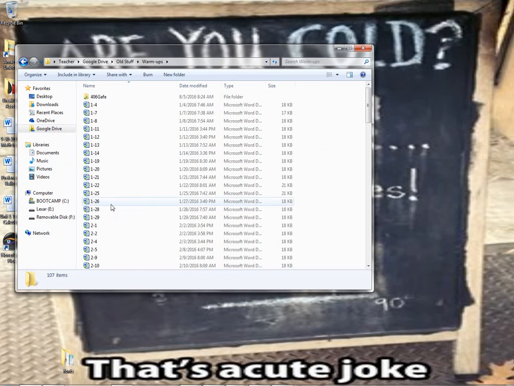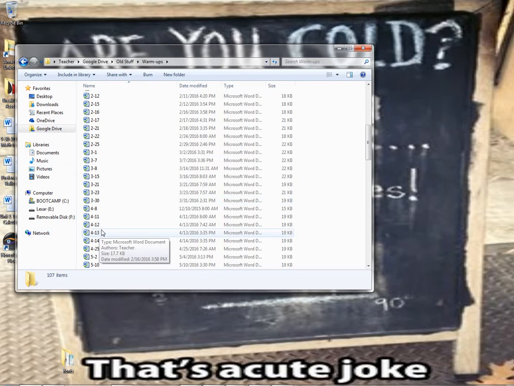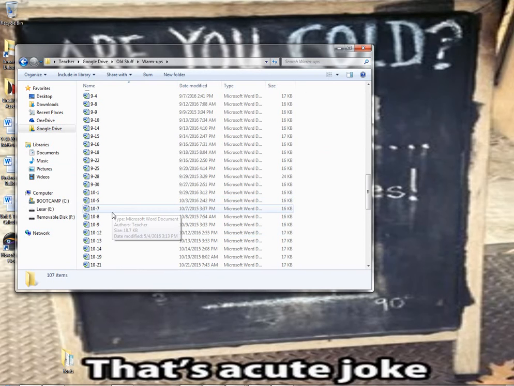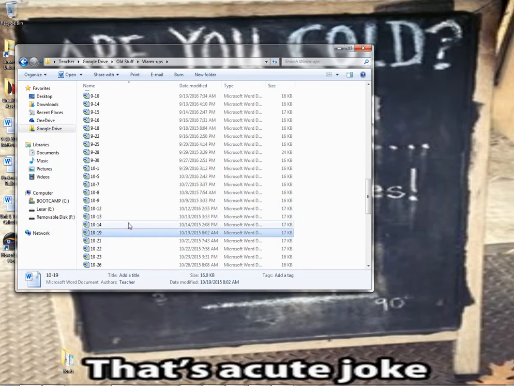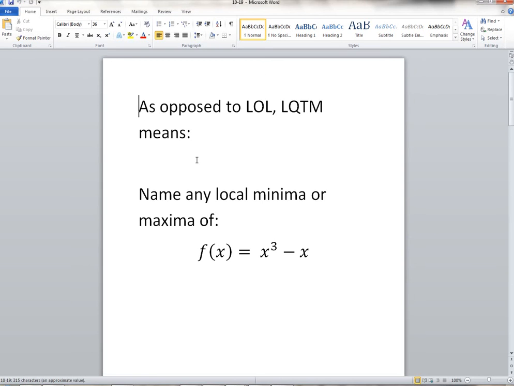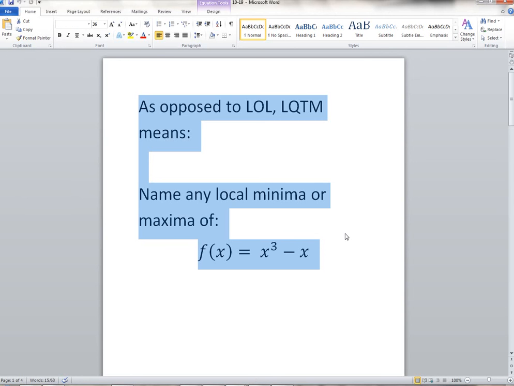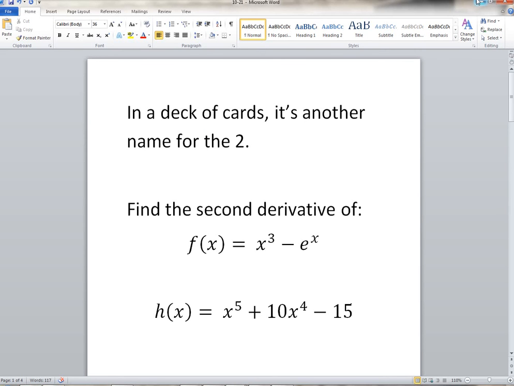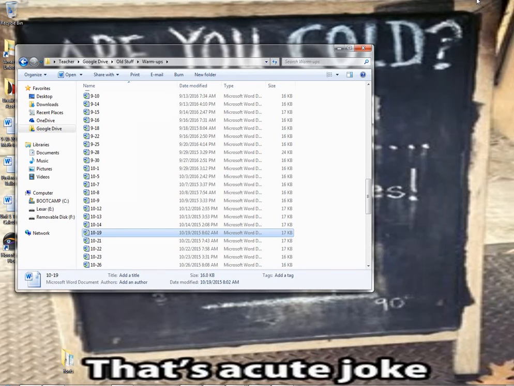Here, look, let me show you. Today is October 17th. This is last year's warm-ups. This is October 19th of last year. This is your warm-up from October 19th last year. So, yeah, you did something just like this last year. This exact same time.